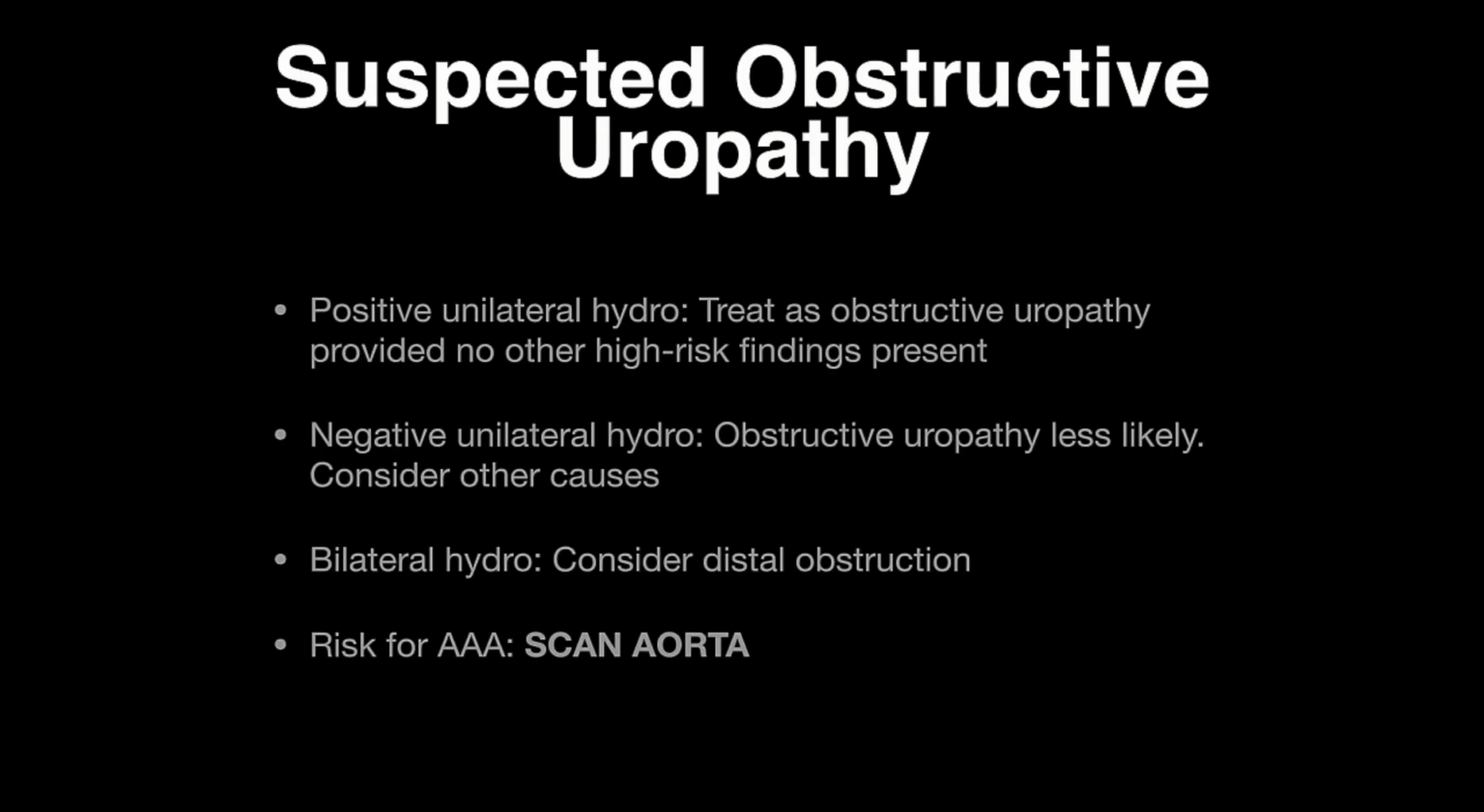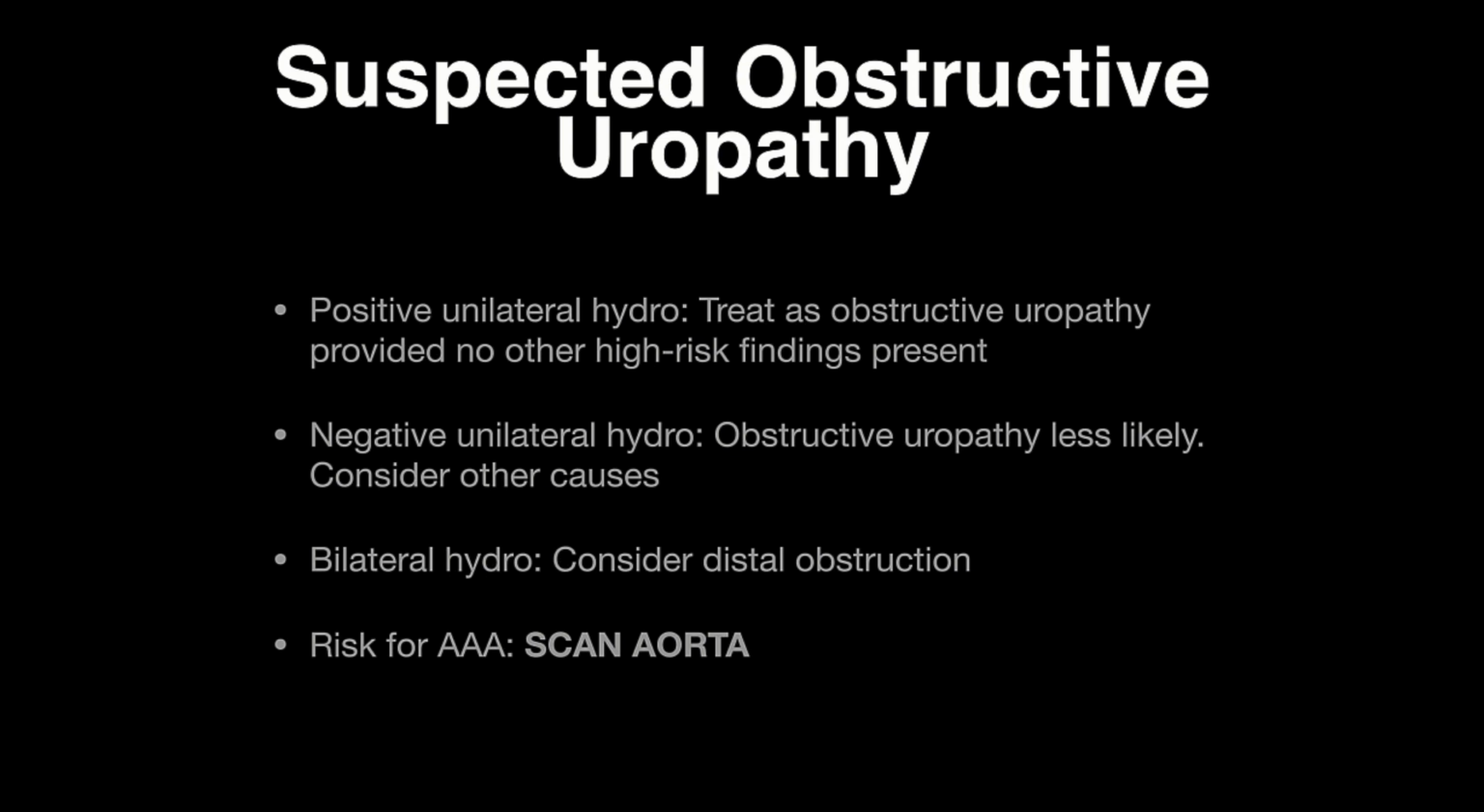So when we're doing these, think about if you've got positive unilateral hydronephrosis without seeing a stone. Remember, it's just a surrogate. You can treat them as obstructive uropathy provided there's no other high-risk findings present. Now, your urology colleagues may not like that because they always want to know what the size of the offending stone is, but a lot of times, these patients pass it before they follow up, and if you can avoid getting them a CT scan, that's beneficial.